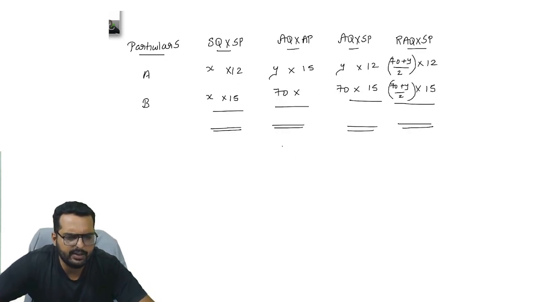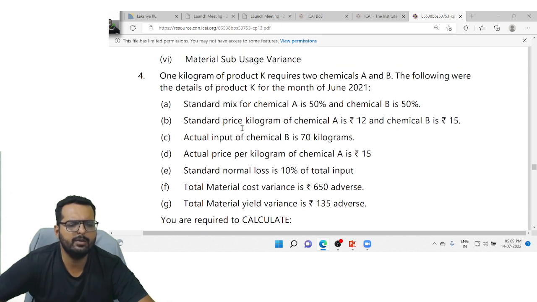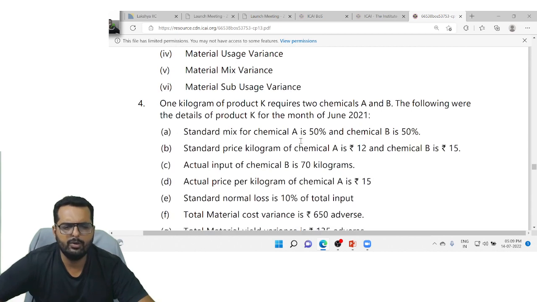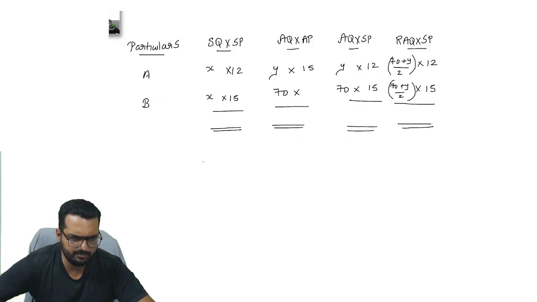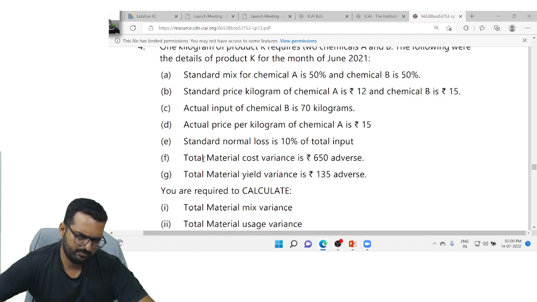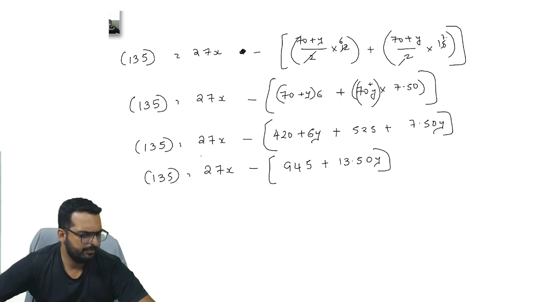Is there anything else that we can do? Have they told anything else in the question which can be helpful for us? Actual price of it and loss is 10%. Cost variance. Only this much data is given, right? Cost variance, that is 1 minus 2, is given. Let's just keep this equation.